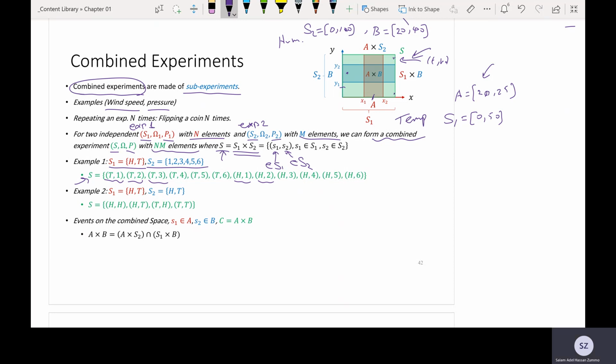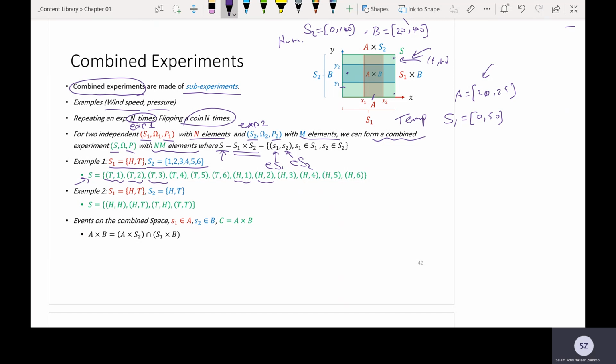Of course, you can have two different experiments like here, or you can repeat the same experiment 2 times, 3 times, like the one I talked about a moment ago. Drawing four cards from a 52 card deck. So repeating n times, flipping a coin n times, for example rolling a die 3 times. These are all combined experiments. For example, flipping a coin n times, flipping a coin 4 times.